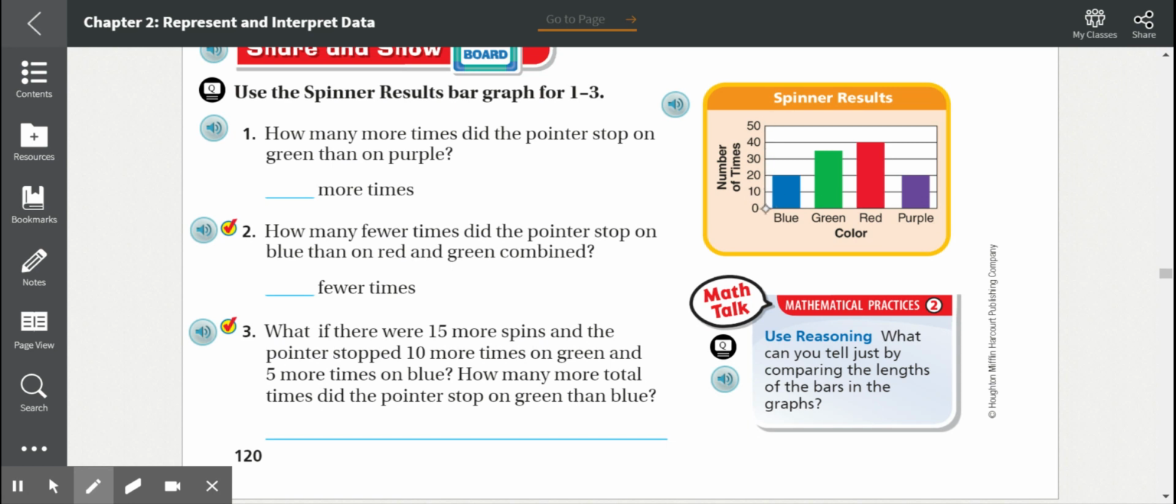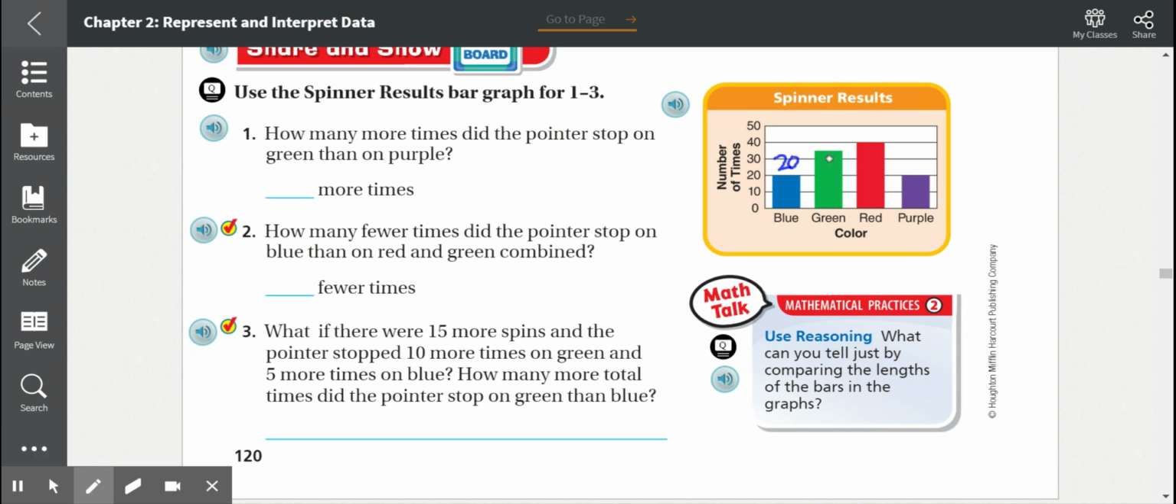Let's look at the scale here. The scale is going by tens because it goes from 0 to 10. So we have 0, 10, 20, 30, 40, 50. Let's write down each one. How many times did the spinner stop on blue? Well, it ends at 20.